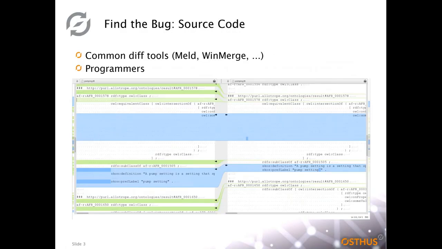I opened the file in a common diff tool that is used by programmers. I used Meld, so can you spot another difference now? Well, here it is. We have a trailing white space here, which won't display in a graphical tool. So this is a style guide violation. This white space should not be there, but it's extremely hard to find.